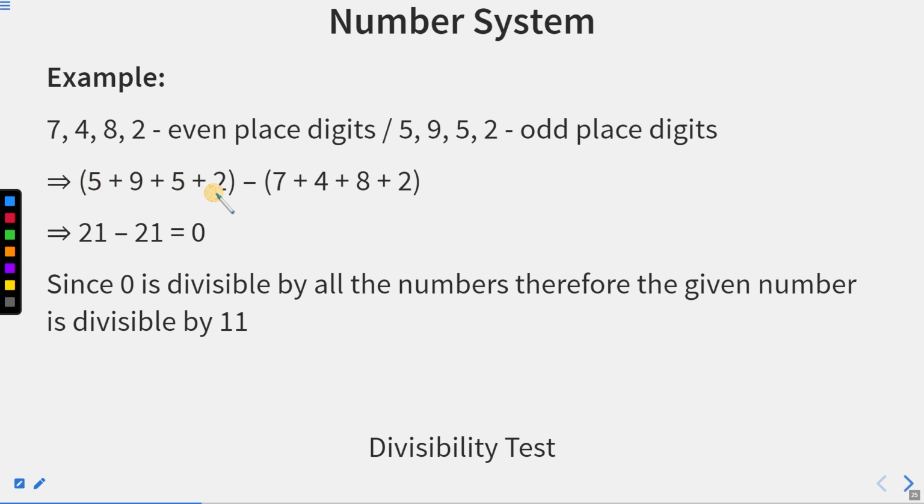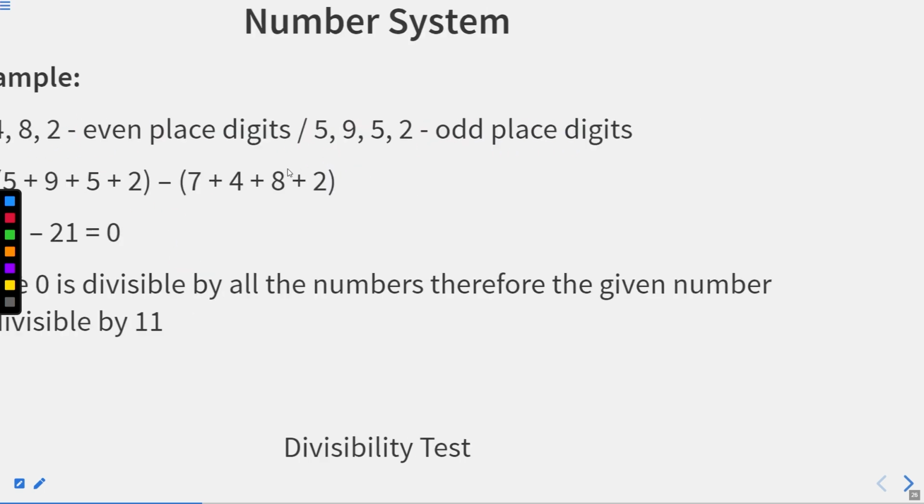So the sum of one set is 21, and the sum of the other is also 21, so the difference turns out to be 0. Now check whether 0 is divisible by 11 or not. So yes, 0 is divisible by 11. So the number formed using these digits is divisible by 11.